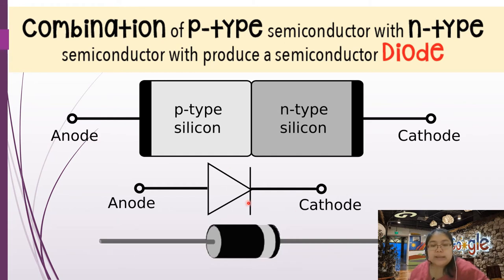Okay, this one is a symbol. Make sure you know how to draw the symbol. When you see the triangle, this part should be joined with the positive. So that's the anode. The sharp point of the triangle must join with the cathode, negative. Okay, this is the component, the diode.